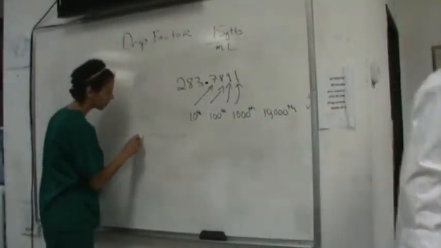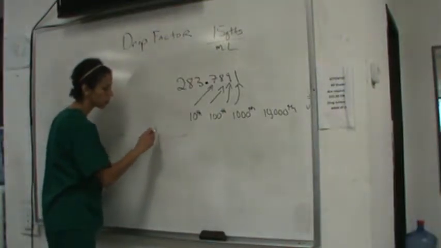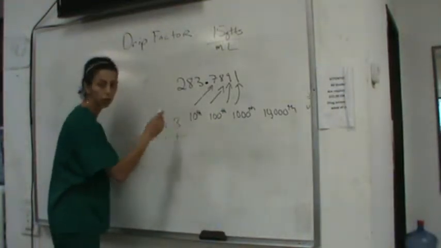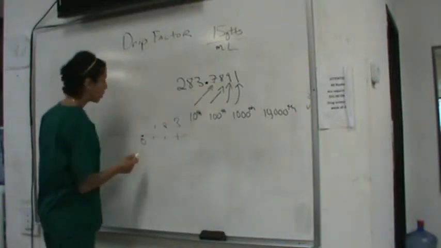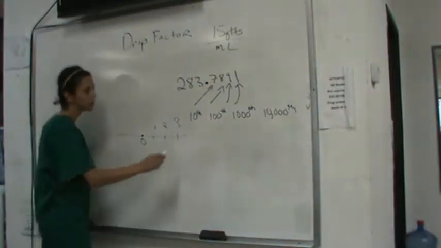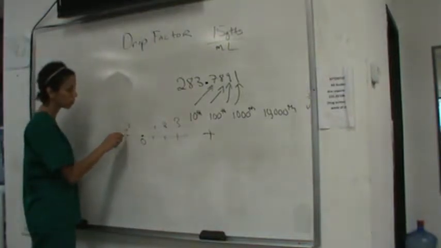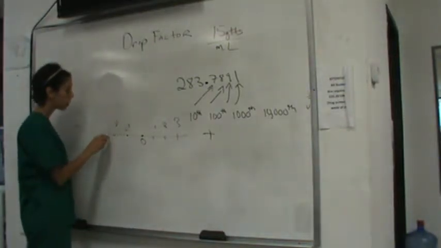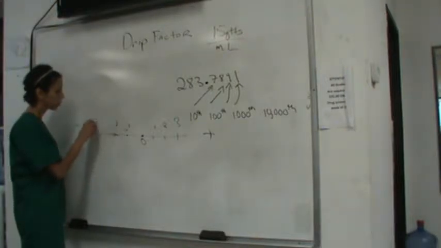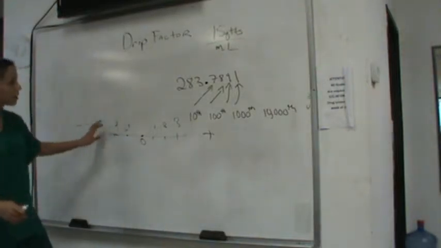This is your line, this is your 0. This is 1, 2, 3, hypothetical. And then the decimal is gonna come on this one. This side is gonna be minus, this side is gonna be plus. So this, 0.1, 0.2, 0.3.